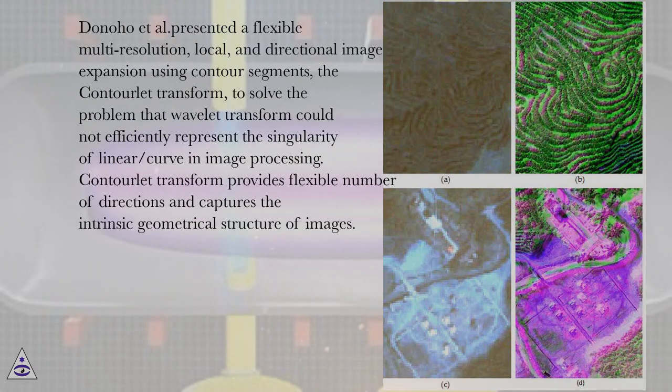Donoho et al. presented a flexible multi-resolution, local, and directional image expansion using contour segments, the contourlet transform, to solve the problem that wavelet transform could not efficiently represent the singularity of linear/curve in image processing. Contourlet transform provides flexible number of directions and captures the intrinsic geometrical structure of images.